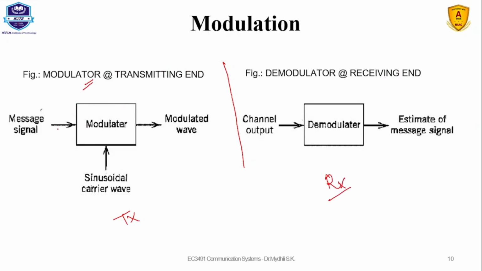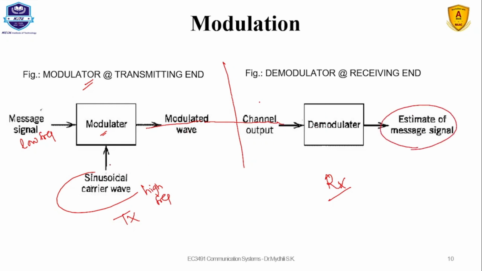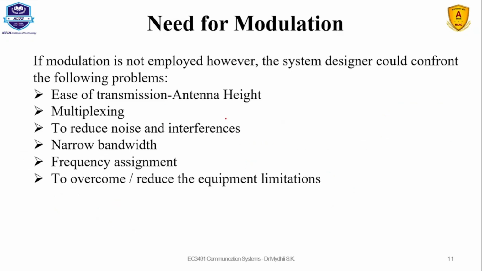That is, a modulator takes a message signal, which is the input signal having a low frequency, and a sinusoidal carrier signal which has a high frequency. This is given to the modulator and it produces the modulated output. The output obtained from the modulated wave is given as input to the demodulator, and finally we get the message signal which was sent earlier. So this is how modulation happens.